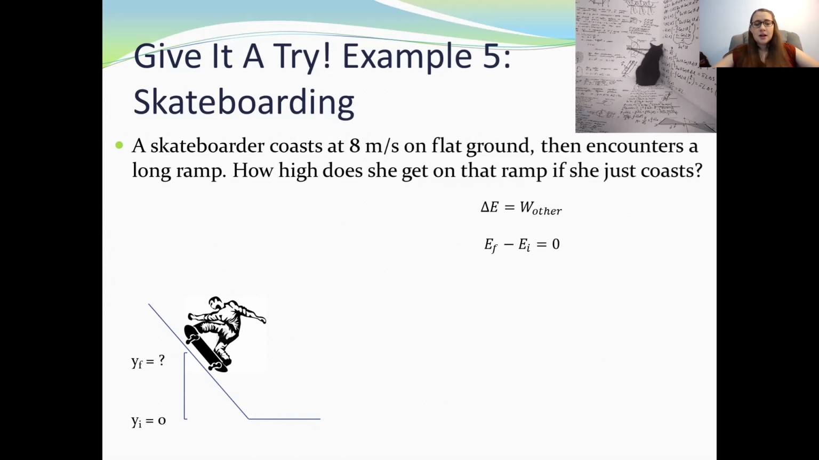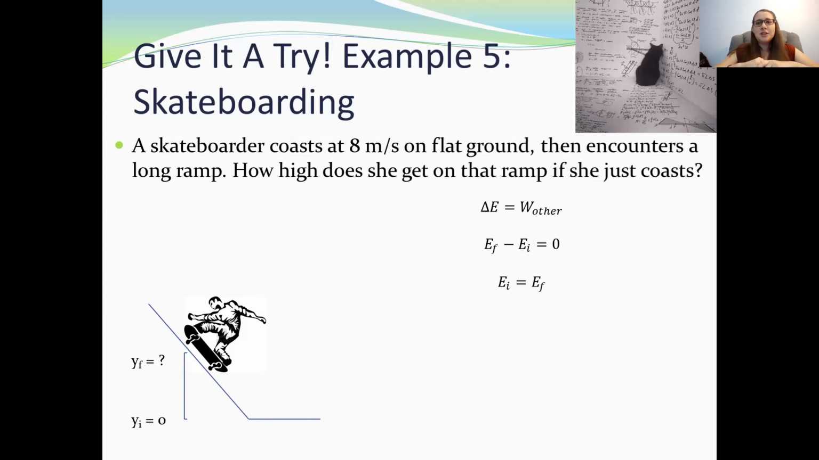In this case, we're not explicitly told that there's friction. We also don't really have a way to calculate things with friction or air resistance. So we're going to assume that this is a simple case where we're ignoring friction. And so the work due to other sources, friction for example, is 0. And the way that we calculate the change in energy is the final energy minus the initial energy. So since that equals 0, our initial energy equals the final energy.